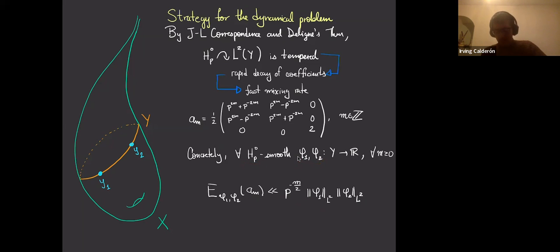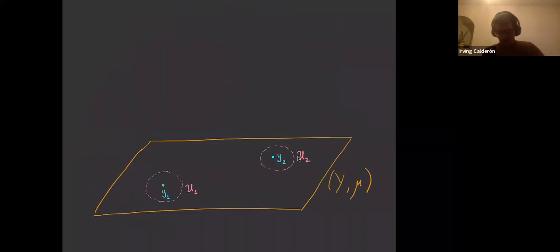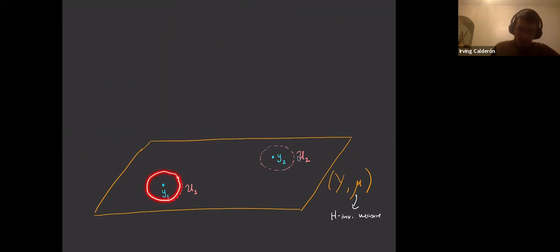So now that we have this estimate, the argument goes as follows. Here we have a picture just of our orbit Y. Mu will be an H invariant measure. And we will apply the estimate. We consider two tiny neighborhoods, U1 and U2, around our two points, and we'll apply the bound of the error term to the indicator functions of U_i.